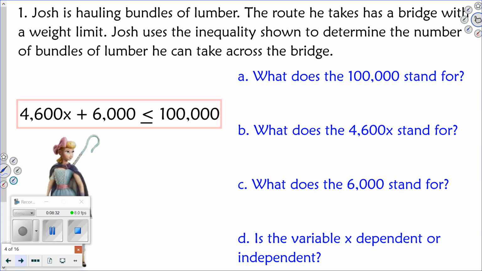All right, Josh is hauling bundles of lumber. The route he takes has a bridge with a weight limit. Josh uses the inequality shown to determine the number of bundles of lumber he can take across the bridge. So 4,600x plus 6,000 has to be less than or equal to 100,000. What does the 100,000 stand for? The weight limit. Good. That's got to be the weight limit of the bridge.